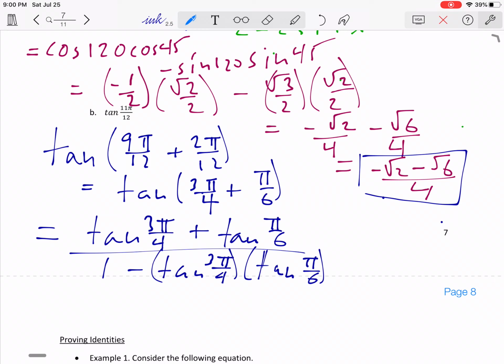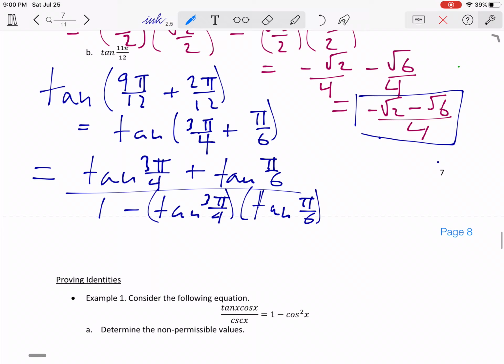And what you're going to get here is, so 3 pi over 4, that's the one in quadrant 2 that has the 45-degree angle. So remember, tangent's opposite over adjacent. So this is going to be root 2 over 2 divided by negative root 2 over 2. Okay, so opposite over adjacent, plus 1/2 over root 3 over 2. Okay, so that'll be the top part of the fraction.